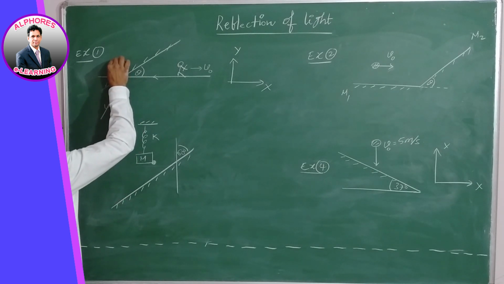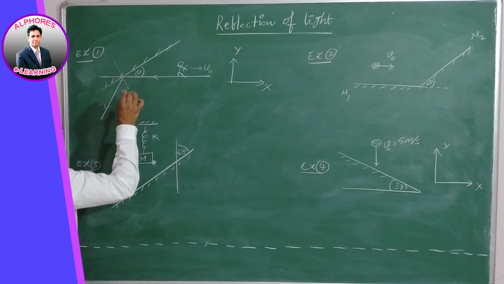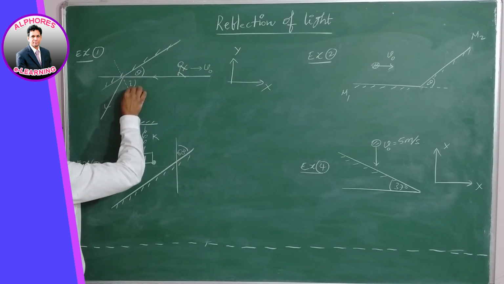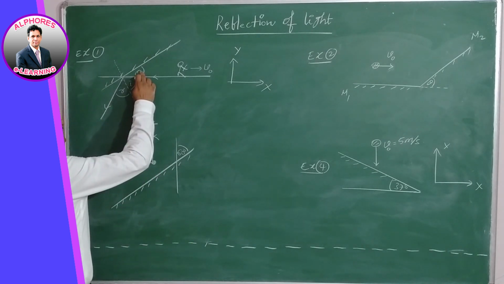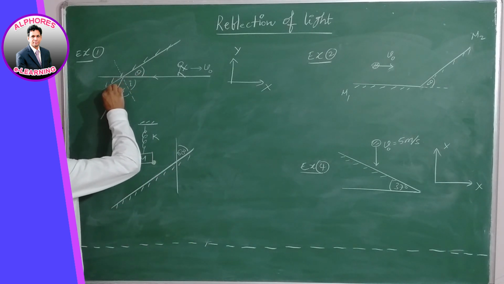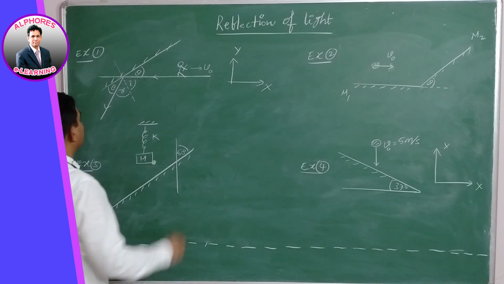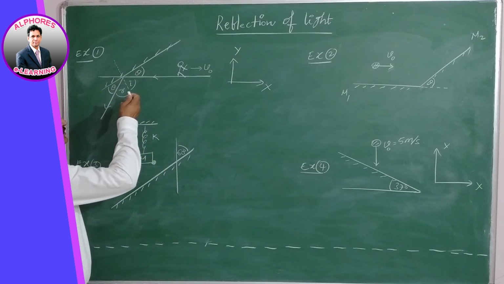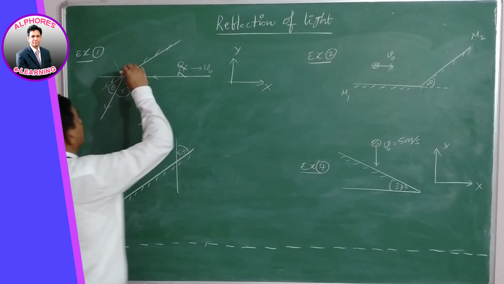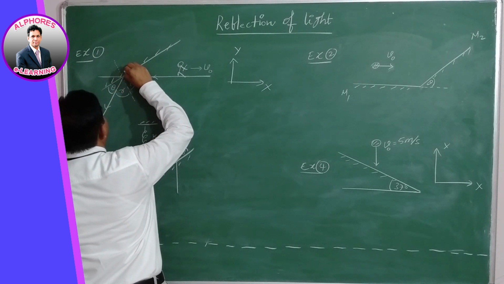So here a normal is drawn to this plane mirror. This is the angle of incidence, this is the angle of reflection, this is the glancing angle, this is also a glancing angle. Therefore, this is the reflected ray's corresponding image, that is virtual. Therefore, we are extending this back.